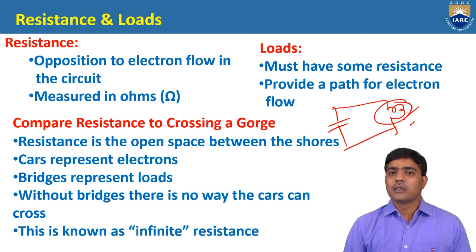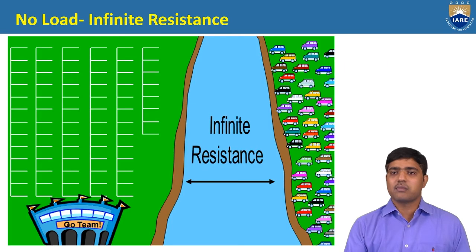Here the cars represent the electrons, the open space between the source is going to act like a resistance, and the bridges represent the loads. Without the bridge you cannot cross the river. That means without the bridge there is no flow of electrons, or no current. That I am going to explain here.